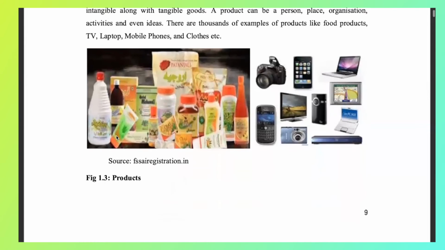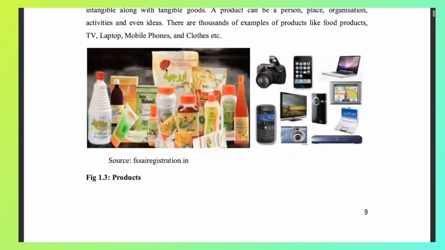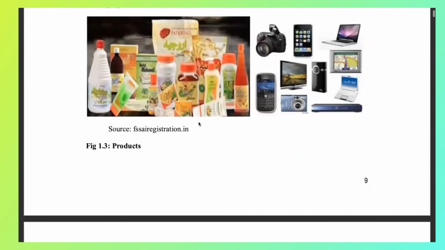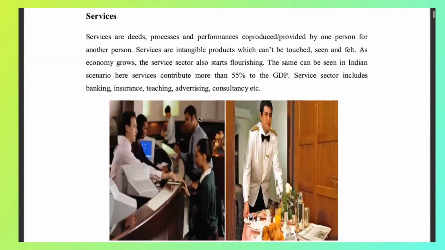There are thousands of examples of products like food products, laptops, TVs, mobile phones, clothing. These are all products that you can use. Now, services are intangible, that means you cannot see or touch them, but rather you can experience them. So services are deeds, processes, and performances co-produced or provided by one person for another person.